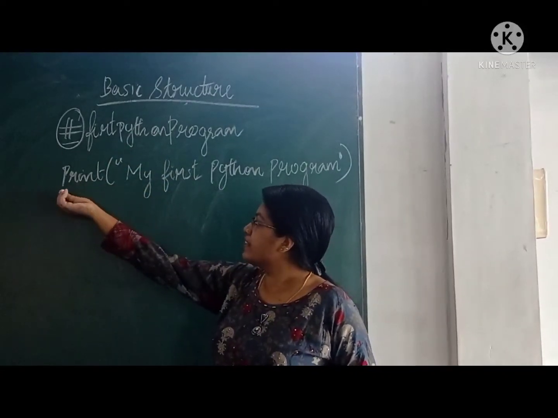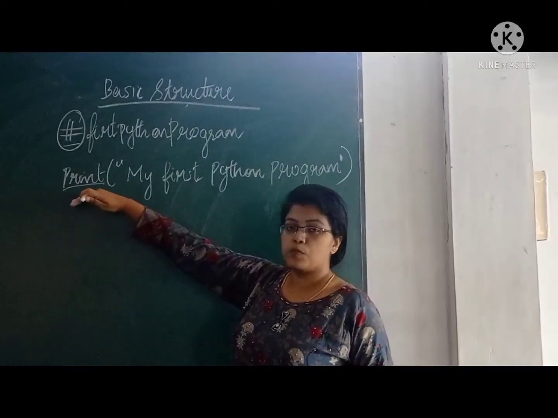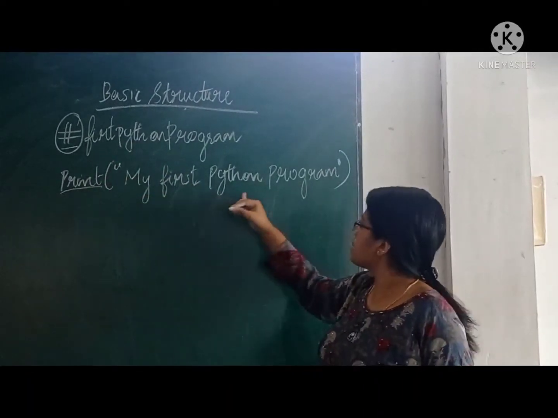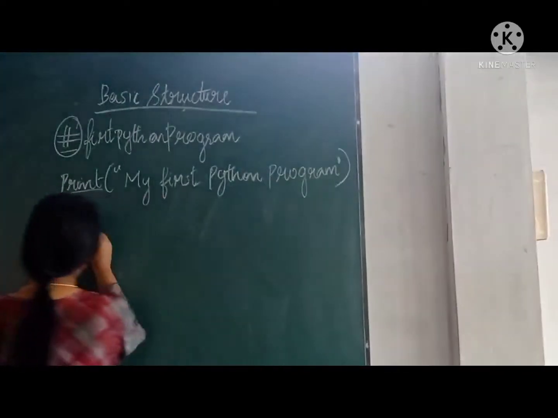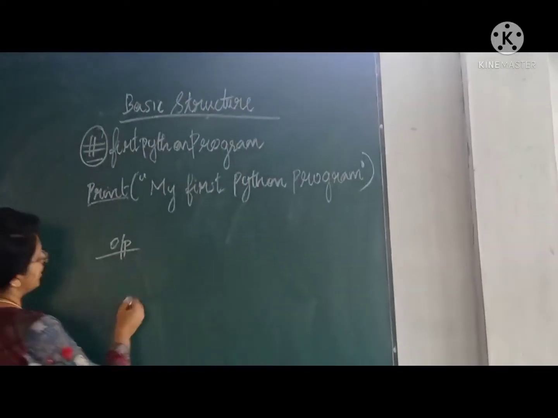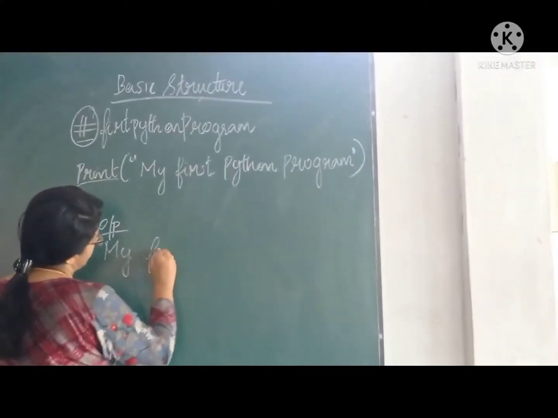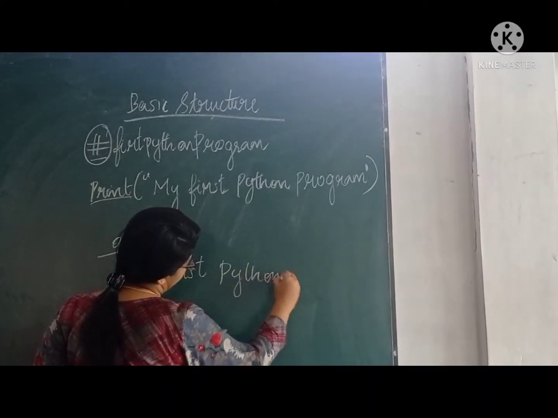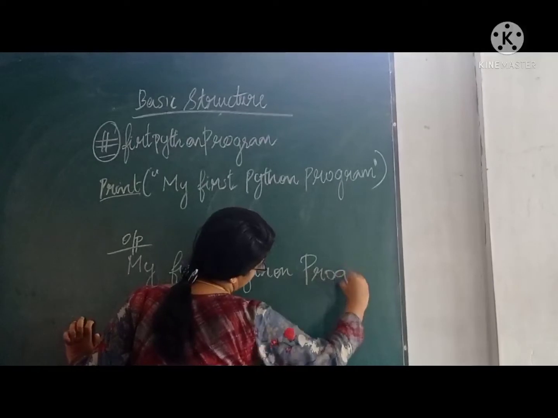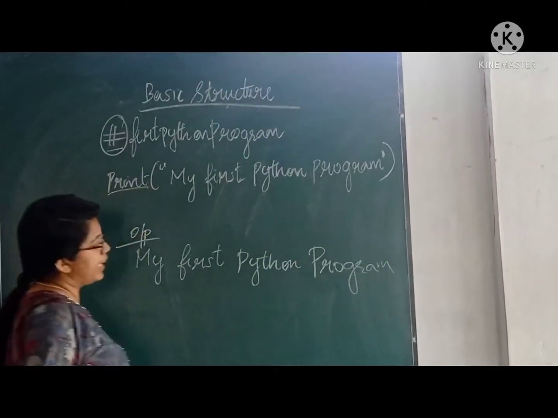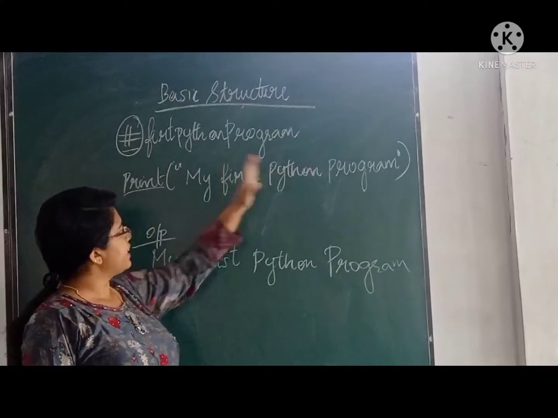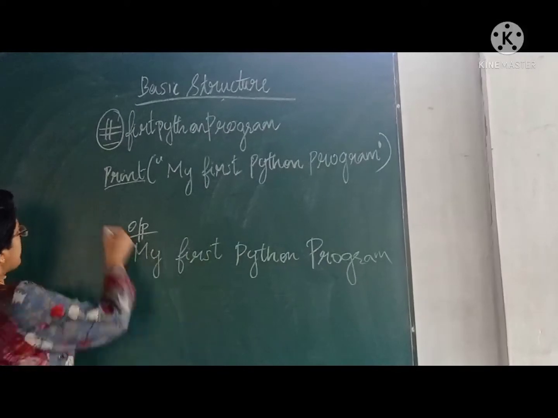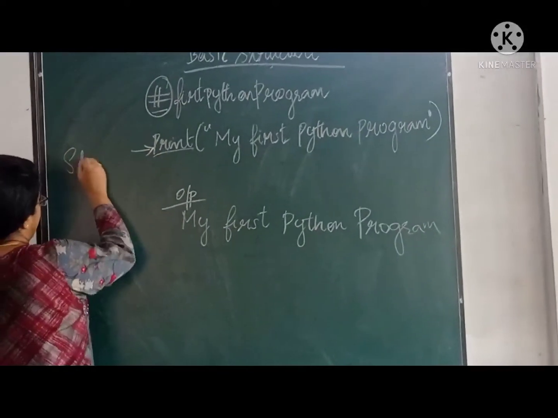What is the command that we write? Print. What is the statement we give? It is the print command. In brackets we give, in double quotes, "My first Python program". What is the output we get? My first Python program. Whatever you give inside the double quotes, it will print like that on your output screen. This line we call a statement.